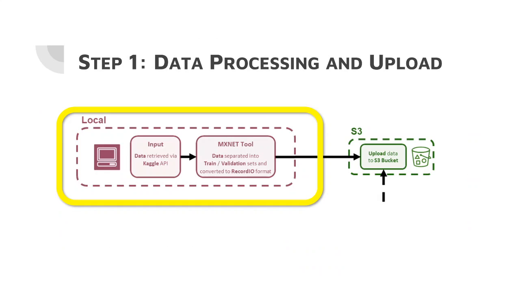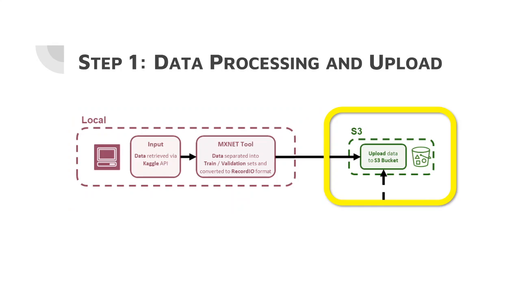As a process, we download that data locally and then split it into a training and validation set. Then we convert those sets into a record.io format, which our algorithm prefers. Once converted, they're uploaded to an S3 bucket.